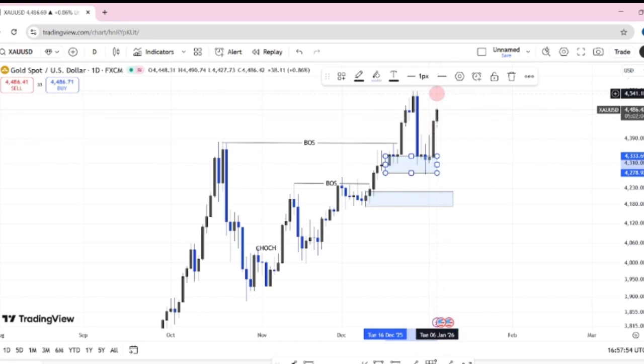So if you've not watched that video, once you're done with this one, go back to the previous one and watch it, so you get to actually understand how price moves from zone to zone. So this is what we have on the daily level.